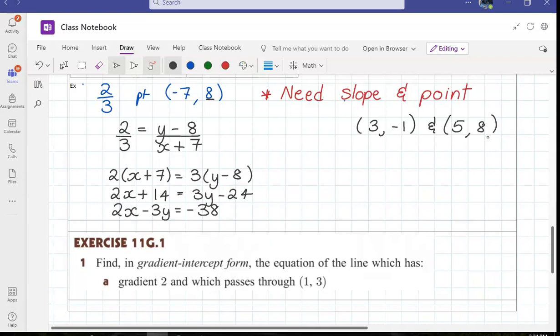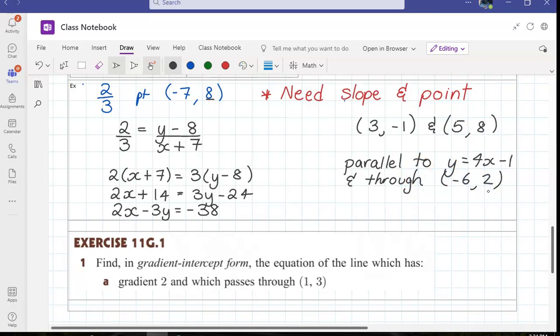And they're going to make it a little bit harder, like they're going to try and hide the slope from you and you have to come up with it as we go. So here's a typical way I could hide the slope. Find the equation of the line that is parallel to and goes through minus 6, 2.